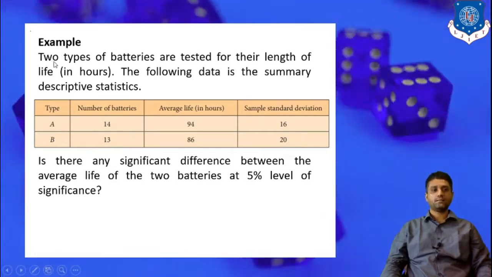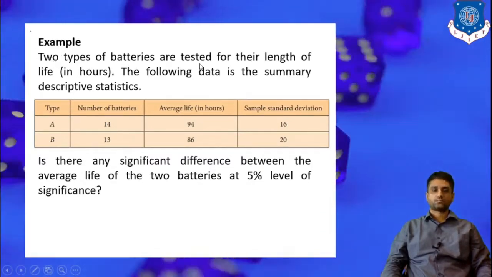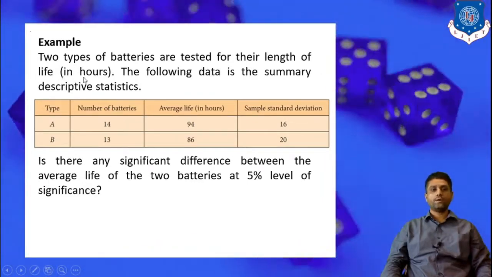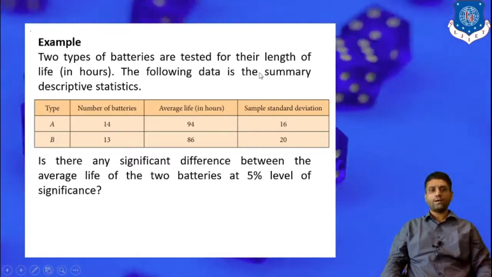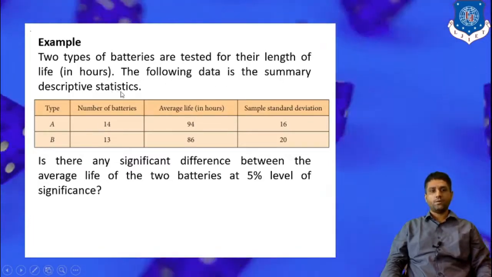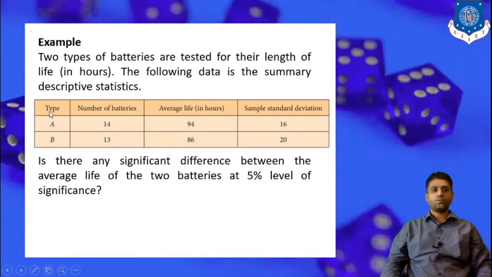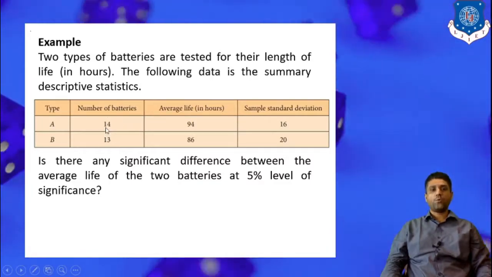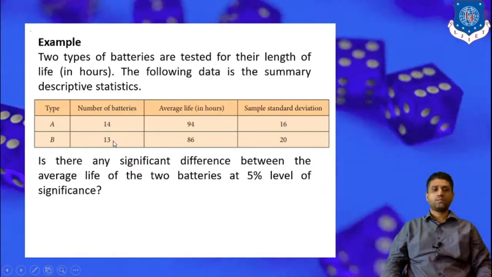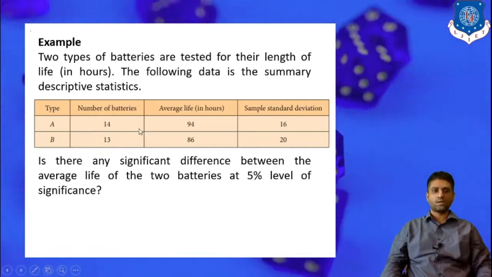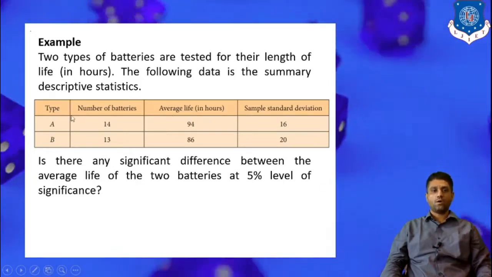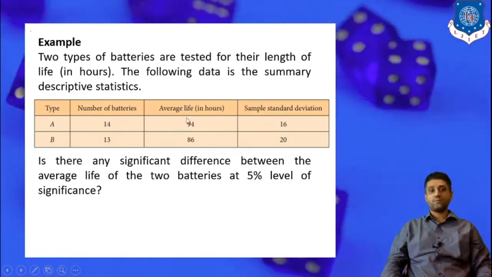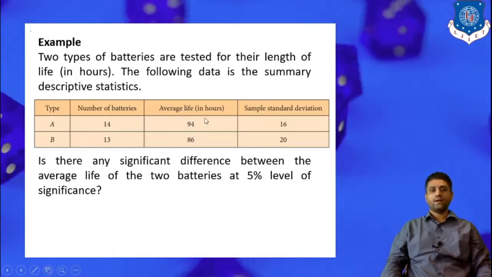The question tells that two types of battery are tested for their length of life. The life is given in hours. The following data is the summary descriptive statistics. There are two types of batteries, type A and type B. There are a total of 14 batteries of type A and 13 batteries of type B. The average life of type A battery is 94 hours, and the average life of type B battery is 86 hours.